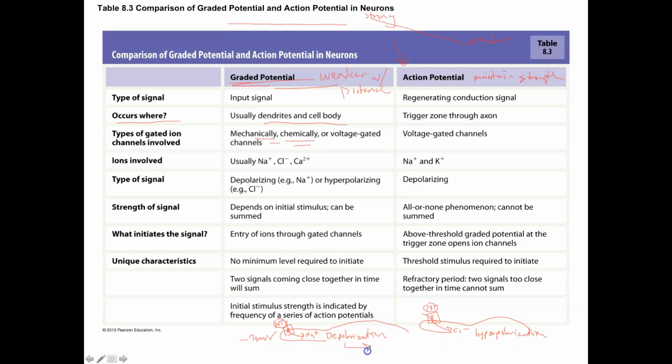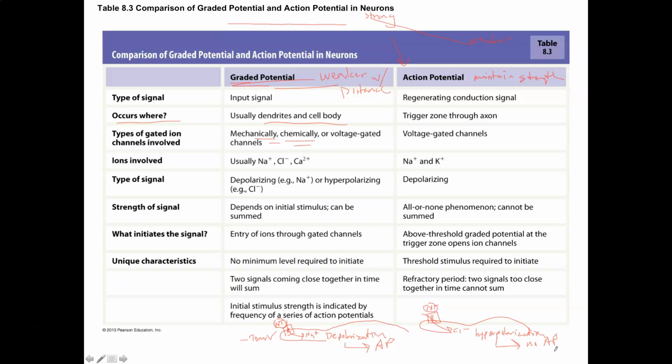Depolarizations have a chance to create action potentials. Hyperpolarizations are taking us away from threshold, away from that negative 55 millivolts, so they're not going to lead to an action potential. They're going to shut off the signaling pathway. Large stimuli cause larger graded potentials. And then, of course, graded potentials get weaker with distance.